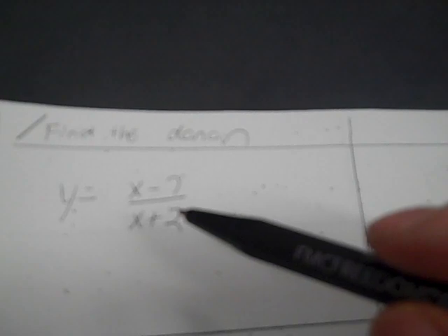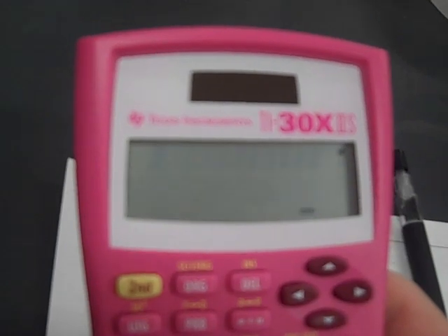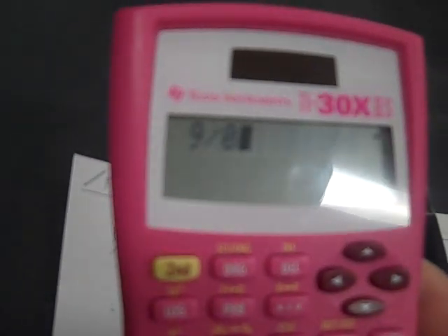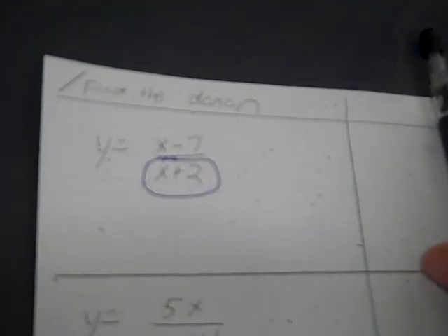Find the domain means basically you find the values that x cannot be in this assignment. As you can see, x is in the denominator. Now I'm going to show you some things. Let's say I take the number 9 and divide it by 0. It says divide by 0 error, because you can't divide a number by 0. Negative 8 divided by 0, error. It's all error because 0 is on the bottom.